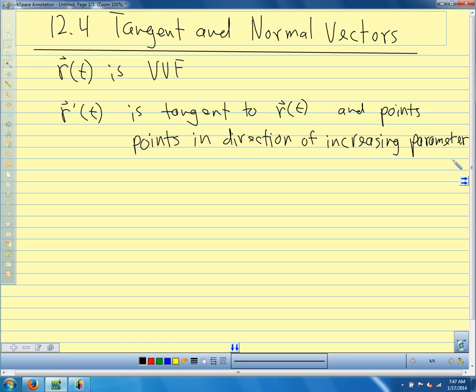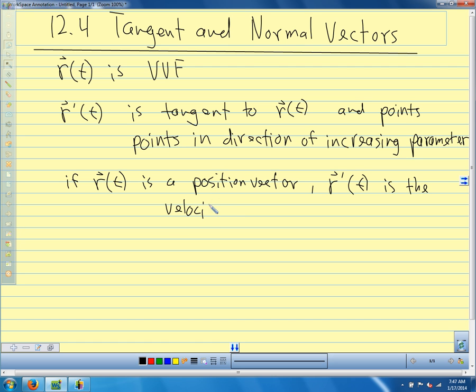If we think of r of t as a position vector, that's what we did in 12.3. So if r of t represents a position, then we said that r prime is the velocity. So we could interpret the r prime as the velocity vector.